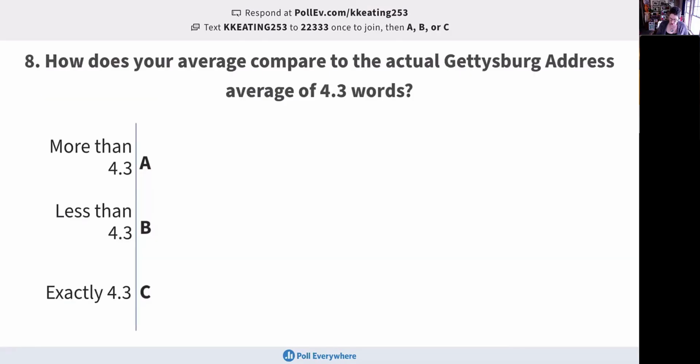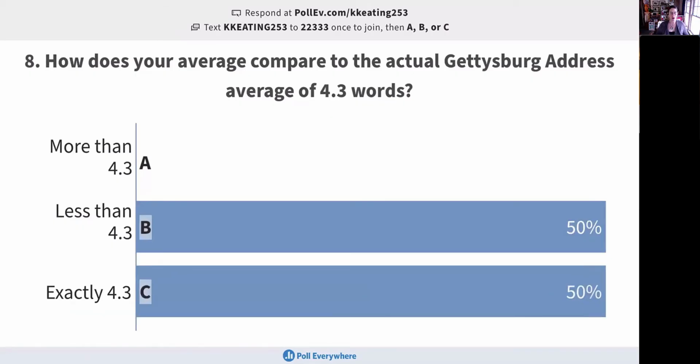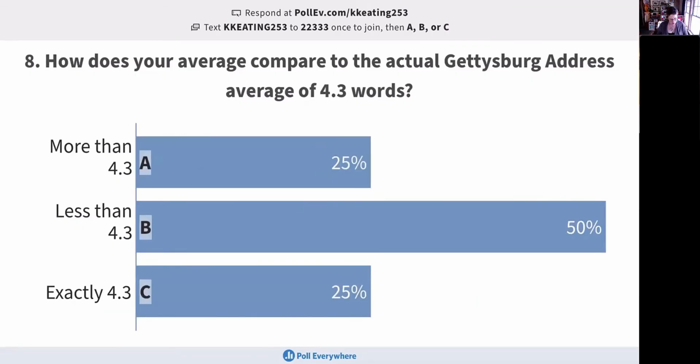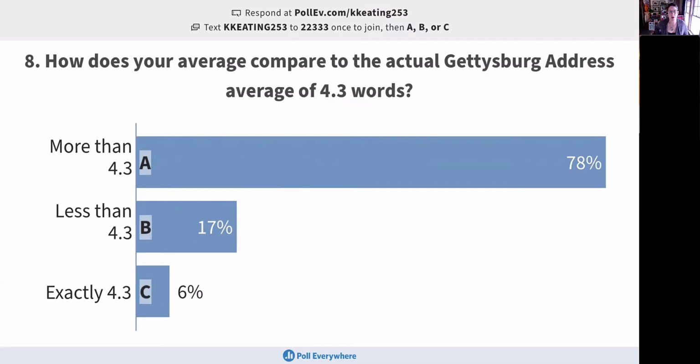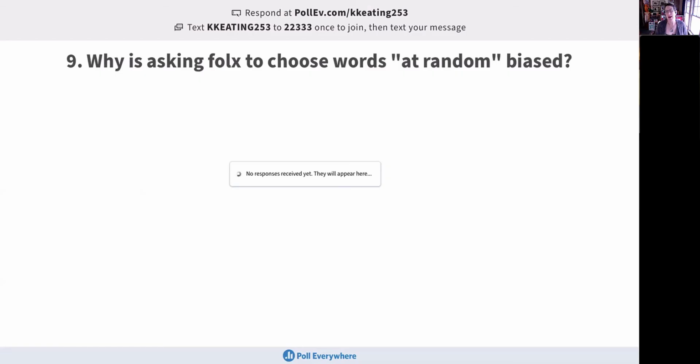Okay. How does your average compare to the actual Gettysburg Address? I'm just curious, did you get more than, less than, or exactly 4.3? Most people got more than 4.3, and that kind of makes sense based on what method you chose. We saw a lot of people that said they chose the biggest words or the words they didn't know, which tends to be bigger words. And that's the answer to question 8. You notice I have the question number up there. Me just saying choose a word at random actually has bias built into it.